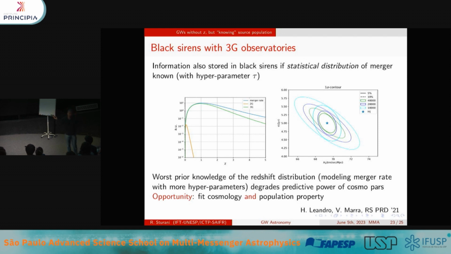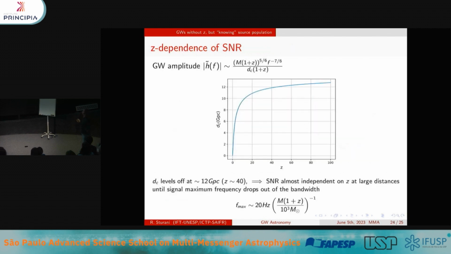But third generation detectors will take us there. We will have tens of thousands of detections per year, even more. Actually, we don't know exactly how many, but the ballpark is tens of thousands, maybe even 100,000 per year. Okay, then this is a fun fact, just a fun fact.